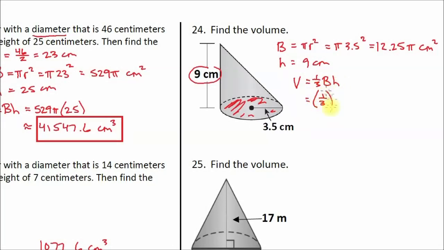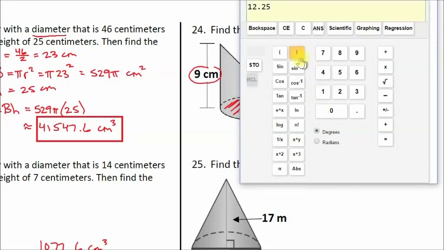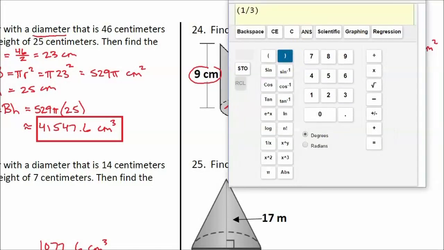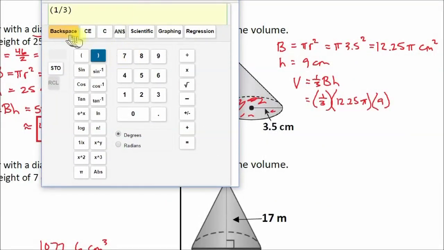I'm going to put it in my calculator like this. 1 divided by 3, and then 12.25 pi and then 9. Let's do that. So we got 1 divided by 3. Let's move this over so I can see it. Then I'll put in parentheses 12.25 pi, and then we'll put in the 9. Again, instead of using parentheses, you could have just used the multiply key right here. It'll accomplish the same thing.